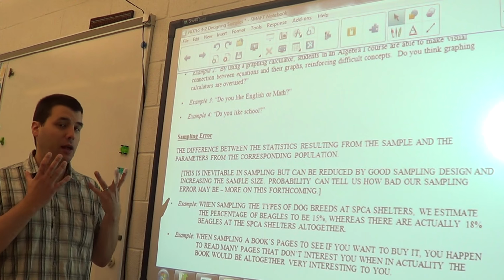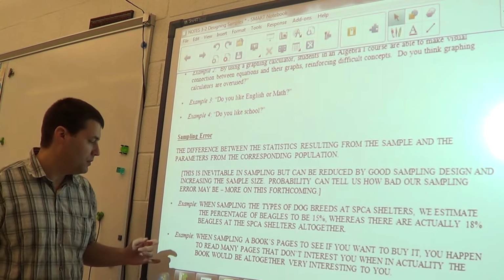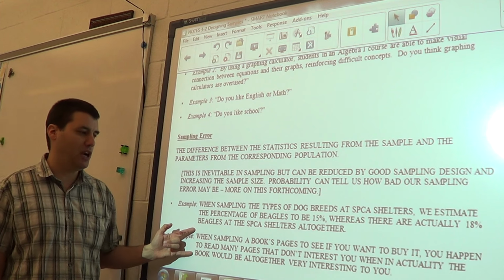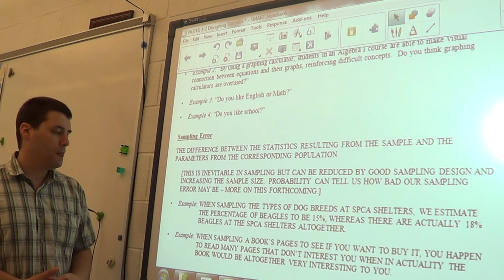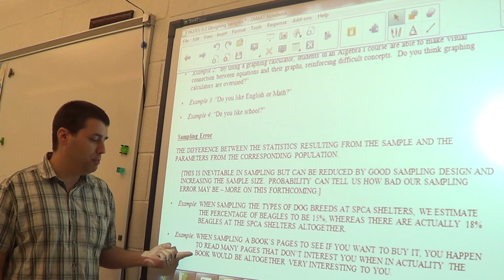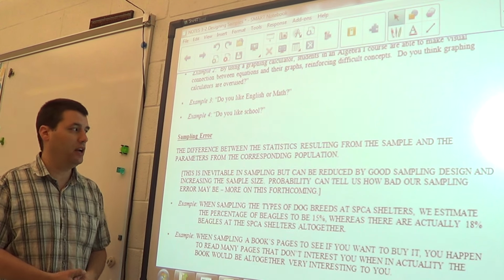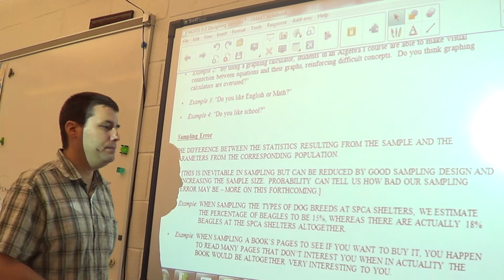I have to be aware that that might happen, and I have to think about how to reduce that as much as possible. My book example: when sampling a book's pages to see if you want to buy it, you happen to just read many pages that don't interest you, when in actuality the book as a whole would be very interesting to you. That can happen easily, right? That's sampling error.